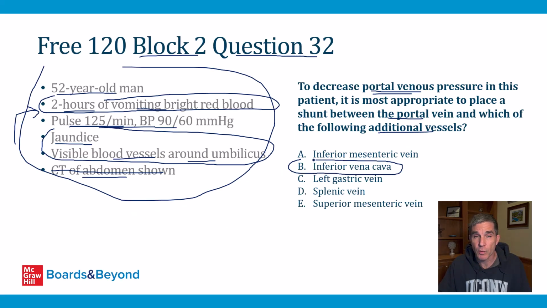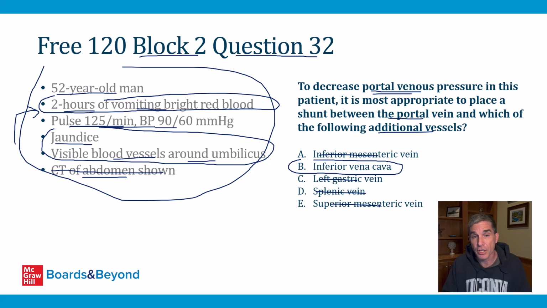This is the place where we always connect shunts from the portal system in order to lower pressure in the portal venous system. This is a so-called portal systemic shunt. We're connecting the portal system to the systemic venous system where the pressure is not as high. All of these wrong answers, the inferior mesenteric vein, the left gastric vein, the splenic vein, the superior mesenteric vein, these are all wrong because these vessels all drain into the portal vein. They all have high pressure just like the portal vein does.